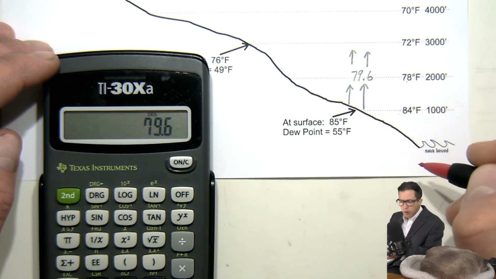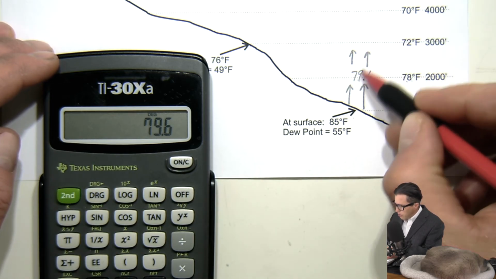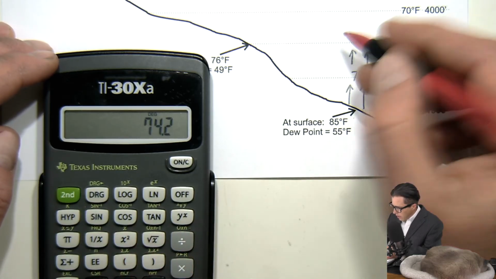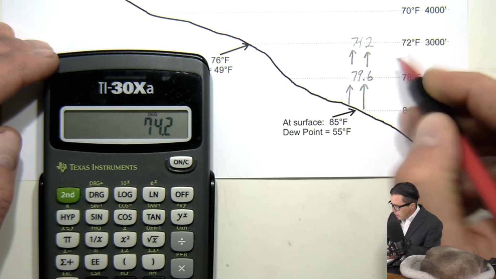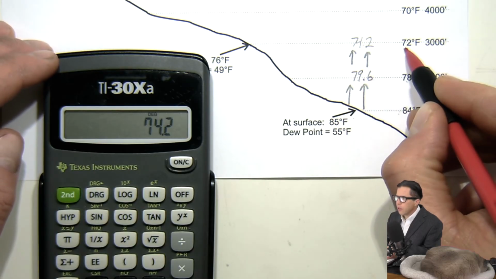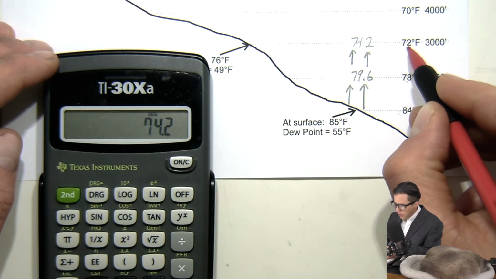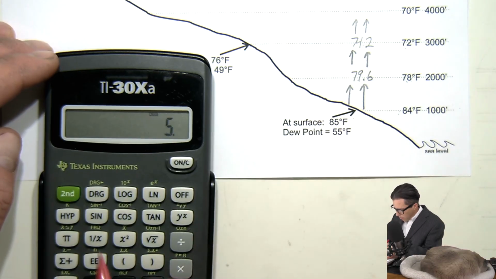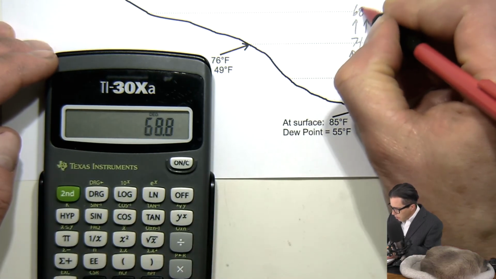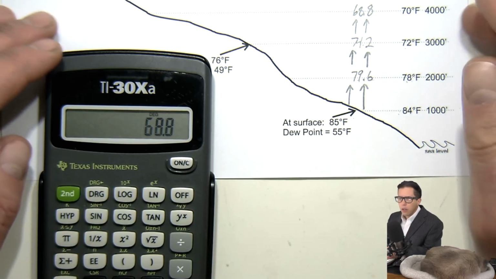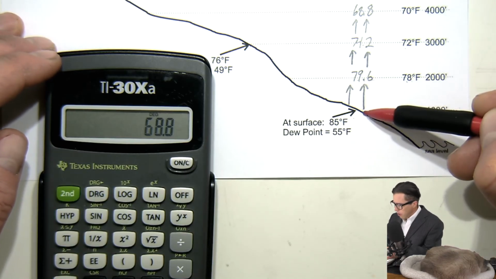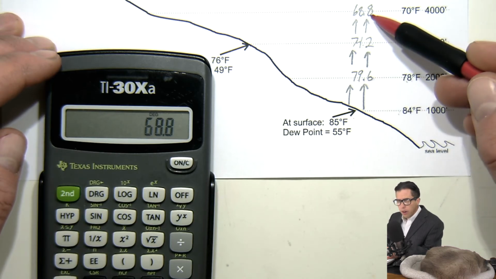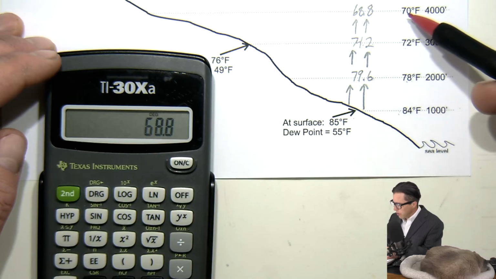So now I draw more arrows, and I want to know, okay, what would its temperature be if it got up to this height? So I'm going to subtract another 5.4, and I get 74.2. And I compare, is it still going to rise? 74.2 warmer than 72? Yes. So it's going to continue to rise. I subtract another 5.4, and I get to 68.8. Now, warmer than the air around it here, warmer than the air around it here, warmer than the air around it here, but here, 68.8 is cooler than 70.